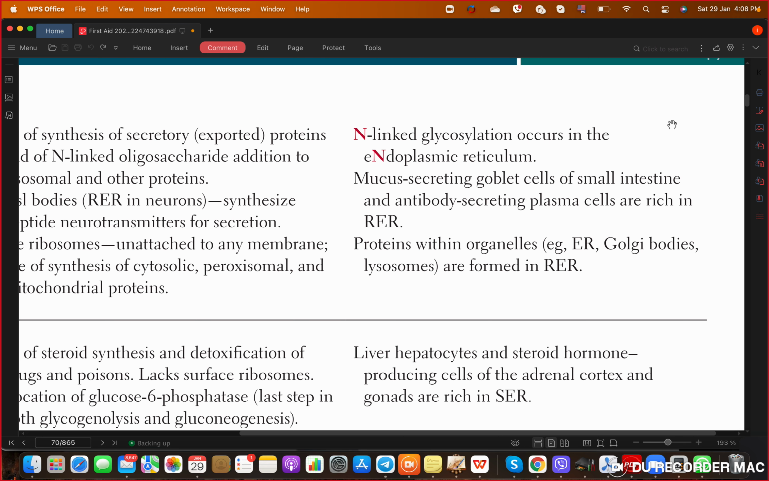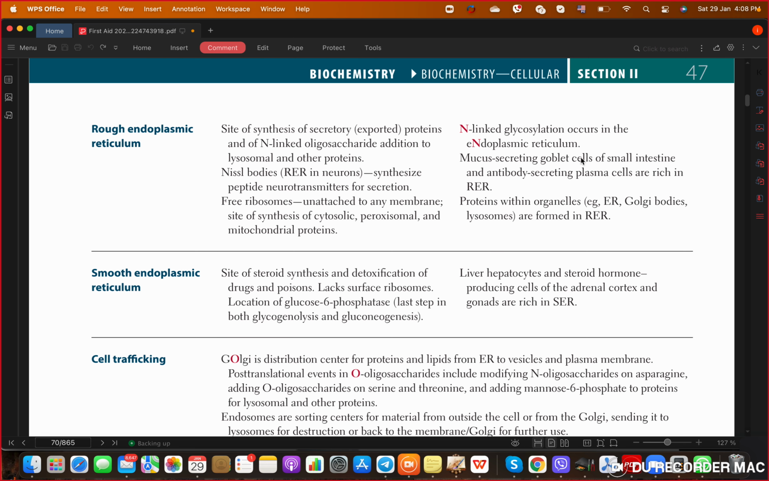Okay, Doc. So mucus-secreting goblet cells of the small intestine and also antibody-secreting plasma cells are rich with rough endoplasmic reticulum because they are rich with proteins. Mucus-producing goblet cells and antibody plasma cells. So they can give a multiple myeloma and show the plasma cells and ask for the RER.